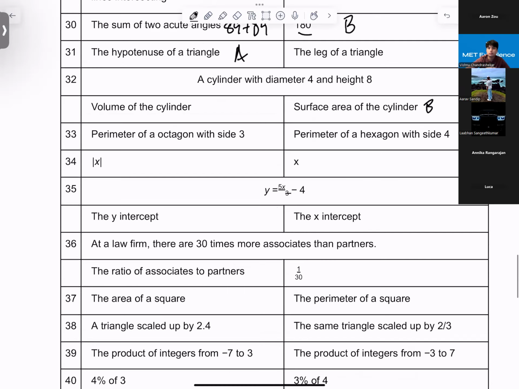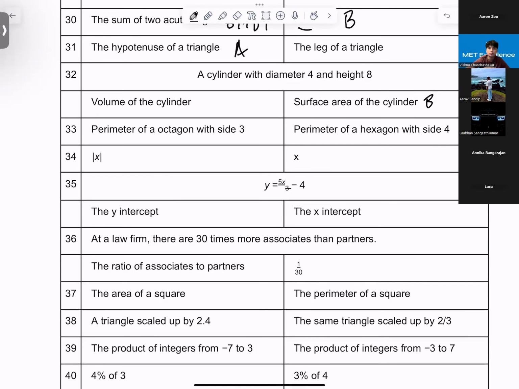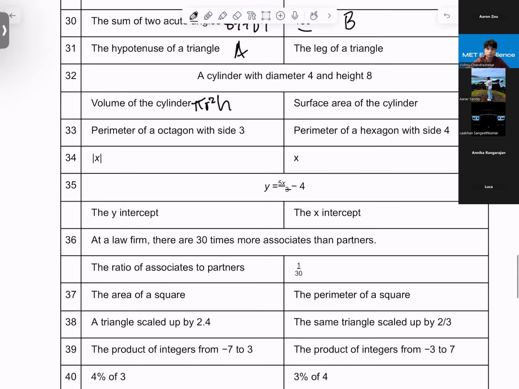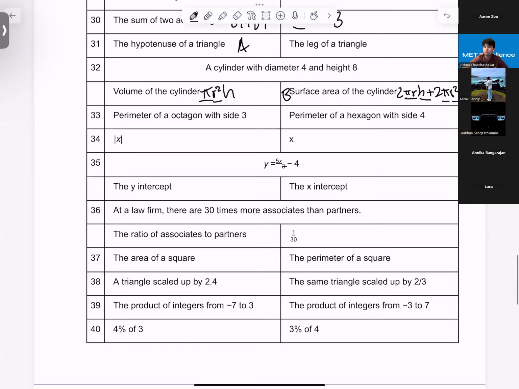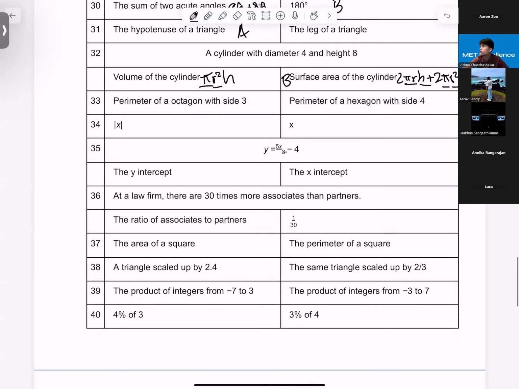Because, let's see, the volume of a cylinder is going to be, and the surface area is pi r squared, and then h. Surface area is just going to be bigger. Okay. 33. Answer option A would be bigger.